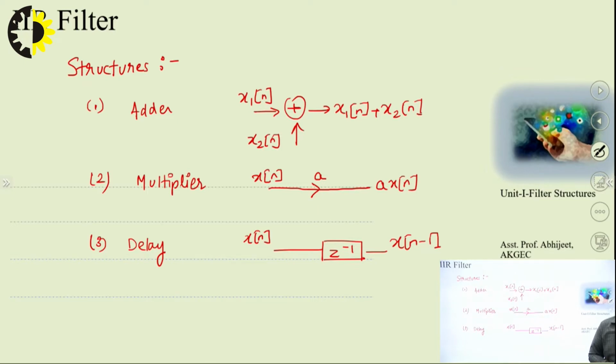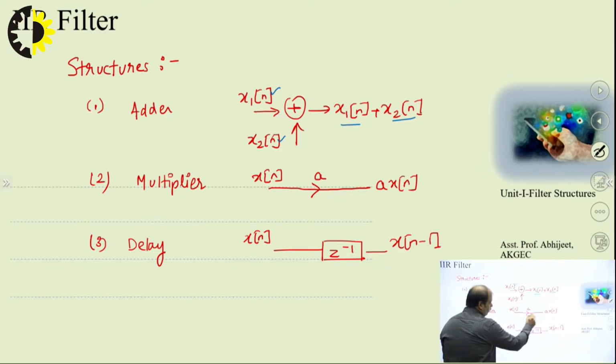The first one is the adder, very simple. If the symbol of an adder is like this, then at the input of the system, if I have these two signals, the output is basically the addition of them, just the superposition of two signals. The second one is called the multiplier. A multiplier is represented by an arrow, and over its head we put the scalar coefficient. So, if the input is x of n, the output is a times x of n, just a scaled version.